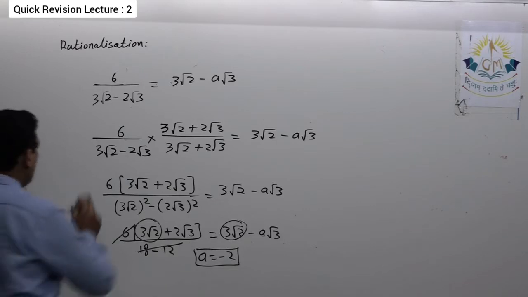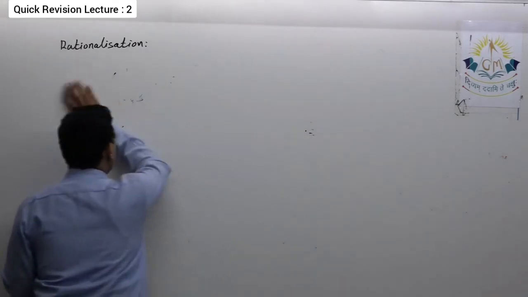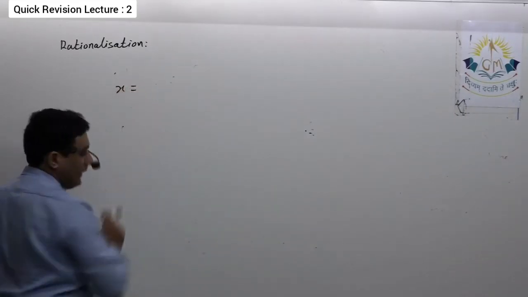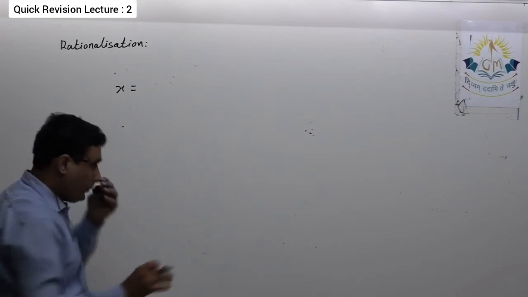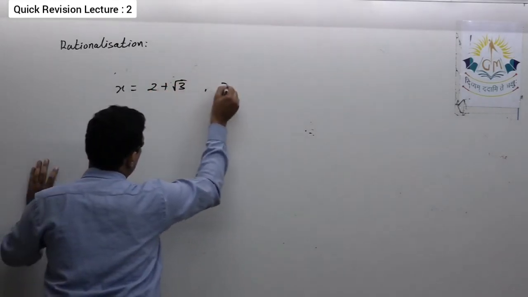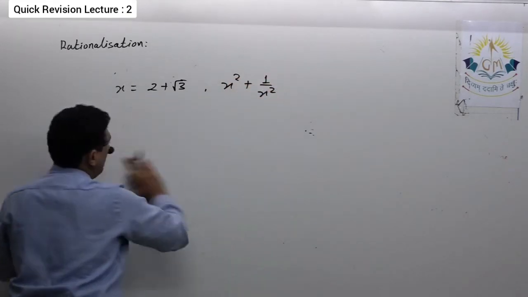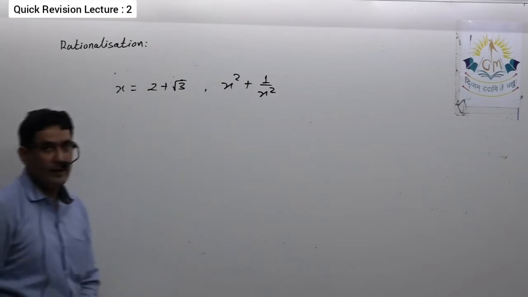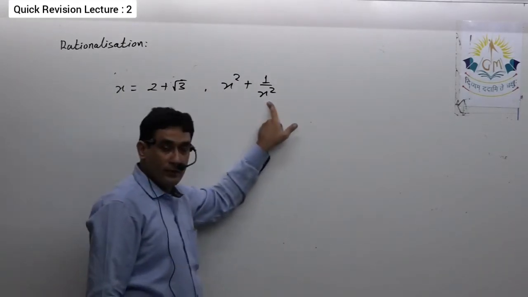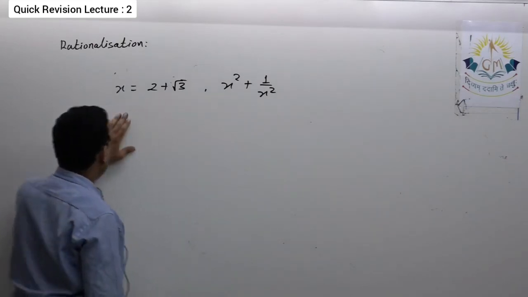Okay, next variety of question is, x is given, x is equal to 2 plus root 3, and you have to find the value of x square plus 1 upon x square. So first thing is very clear that here we'll put the value of x directly, but here in the denominator we won't put the value of x directly. First we will rationalize it.